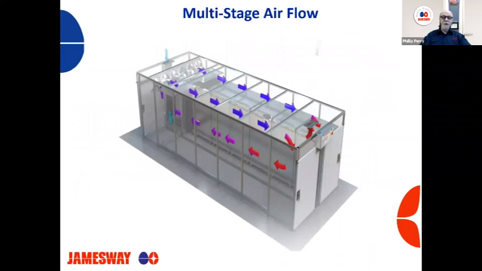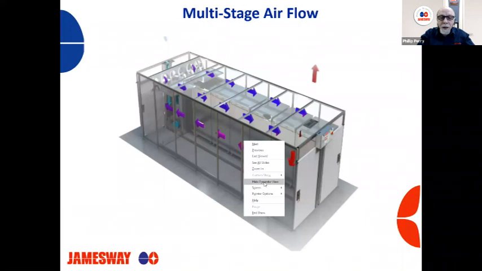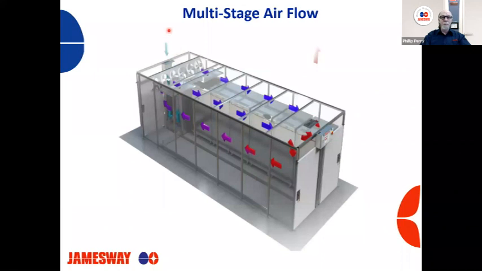First animation I have here is our multi-stage airflow. As you can see, we have air coming in. Let me get my pointer up here. So air enters through the intake of the machine, and it cycles through the machine, and what is expelled, the stale air, comes out the exhaust. And so we'll be referring to this quite a bit as we go through the presentation.